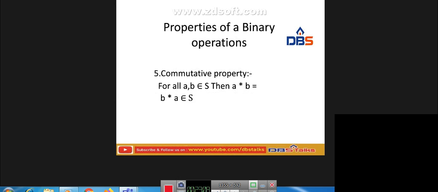Next, commutative property: for all A, B belongs to S, A product B equals B product A belongs to S. That is called the commutative property.